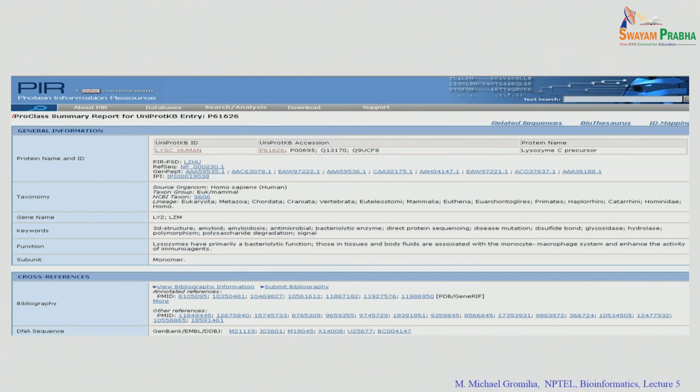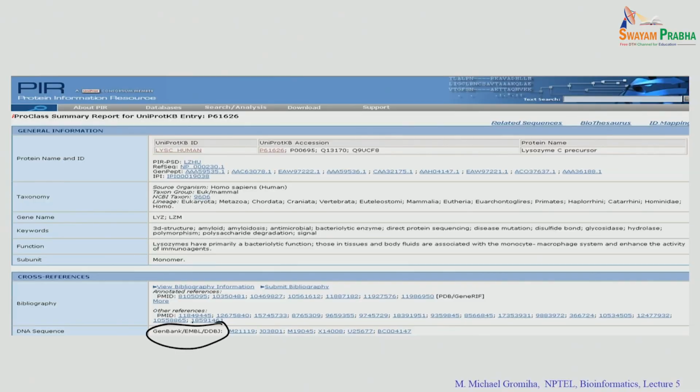Then they give the cross references. So, they give the bibliography and DNA sequence. What are the different DNA sequence databases? DDBJ, EMBL and GenBank. So, they give the links to all the databases, GenBank, EMBL or the DDBJ and so on.